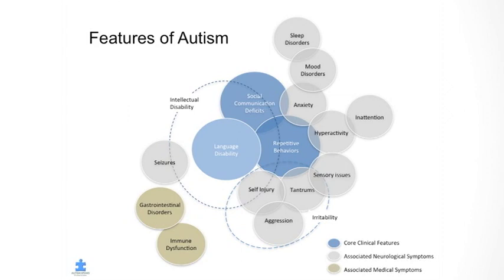But surrounding these three features are a great deal of comorbidities and coexisting features that make autism a much more complicated disorder. So we have intellectual disability. In addition, there are these symptoms of irritability going on in children. Layered onto that are anxiety, hyperactivity, mood disorders, sleep problems. And then there's medical disorders as well, such as seizures, gastrointestinal disorders, and immune dysfunction.